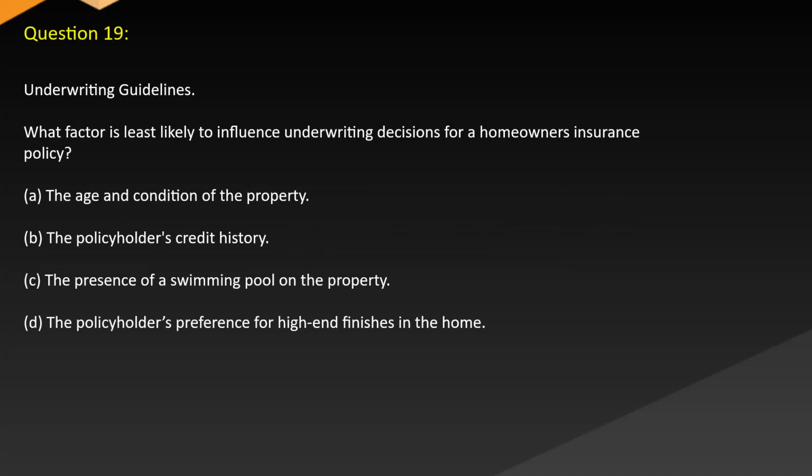Question 19. Underwriting guidelines. What factor is least likely to influence underwriting decisions for a homeowner's insurance policy? A. The age and condition of the property. B. The policyholder's credit history. C. The presence of a swimming pool on the property. D. The policyholder's preference for high-end finishes in the home.